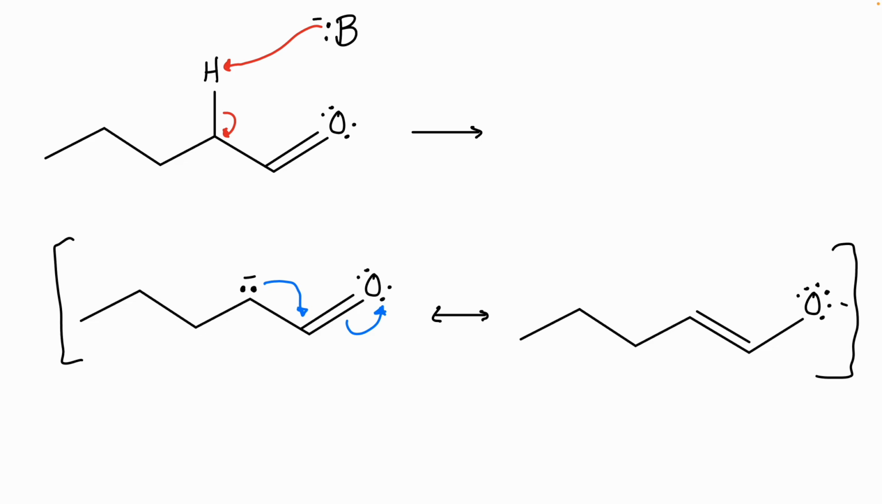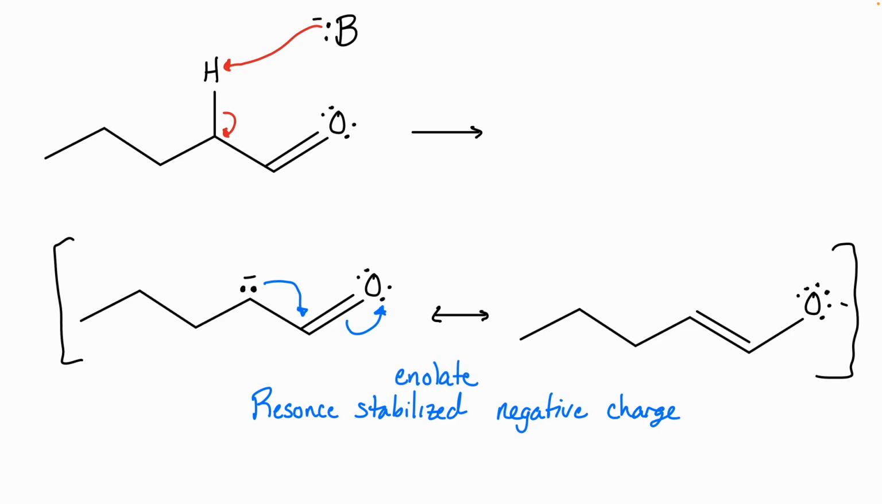All right, and so we're going to note that it's going back and forth between these here. We have resonance stabilized that negative charge. This thing right here is going to be a very important intermediate in our alpha carbon chemistry. So we give this thing a fancy name here. This is what's called the enolate ion.